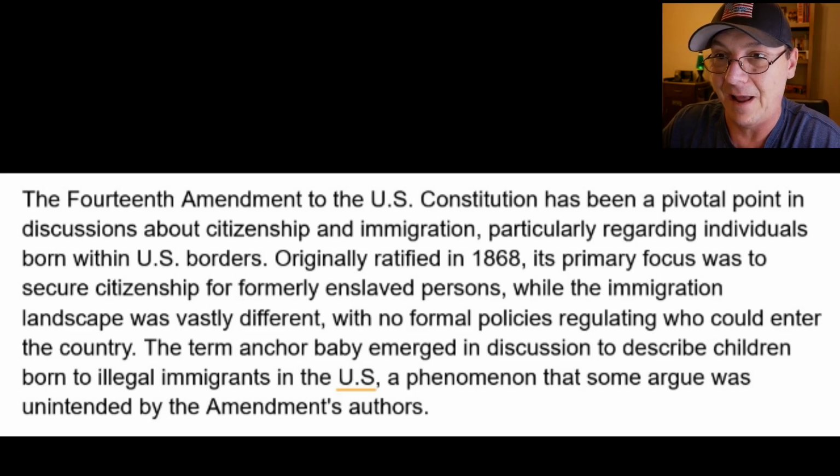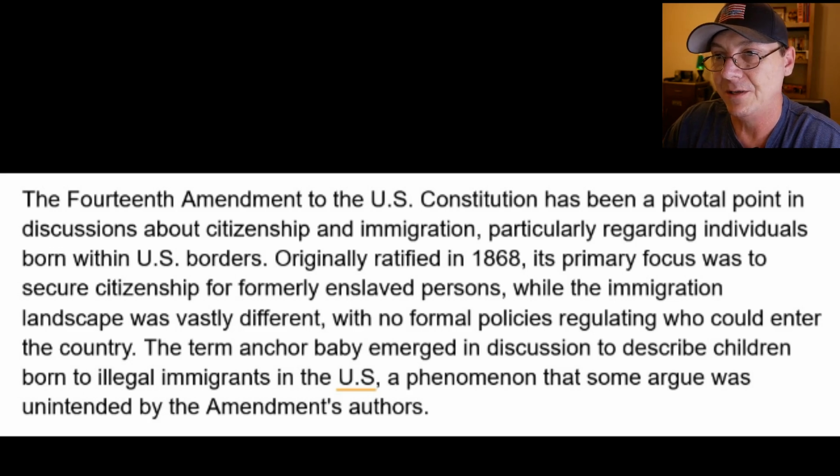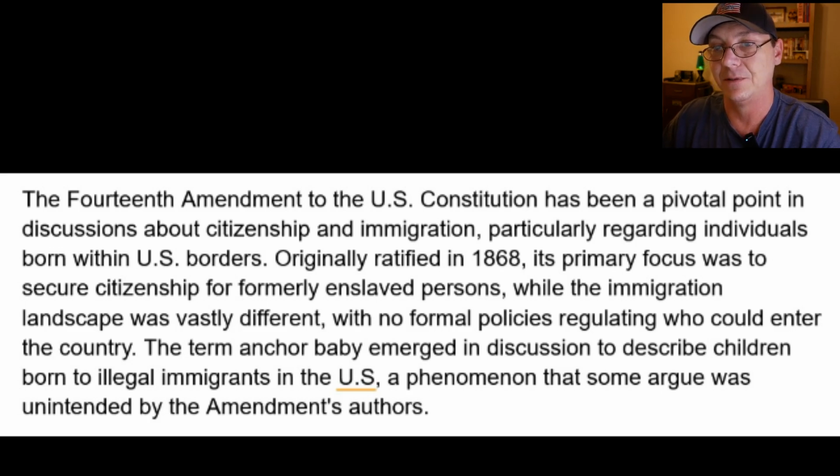So, they didn't even have policies in 1868 for immigration. That's how little of a problem it was, okay? It didn't become a problem until probably 1930s, 40s, 50s. I don't know exactly when it started picking up pace, but it definitely has shifted. The term anchor baby emerged in discussion to describe the children born to illegal immigrants. Okay, I think you guys get that. We've already talked about that a couple of times.